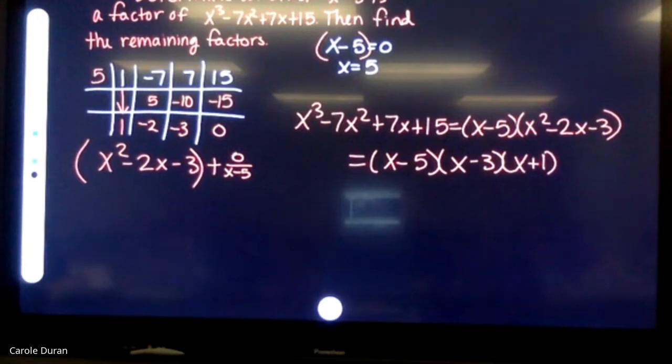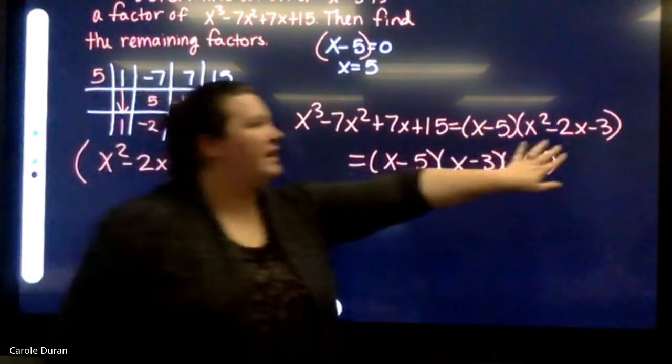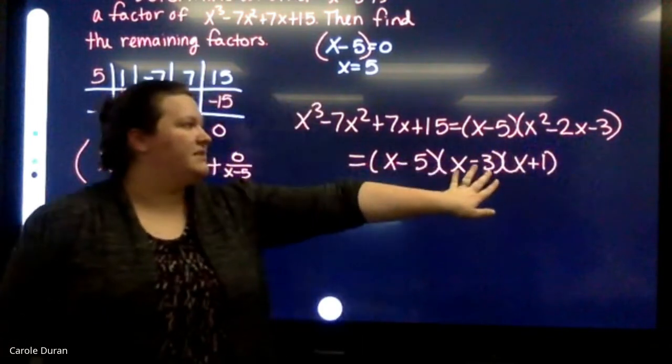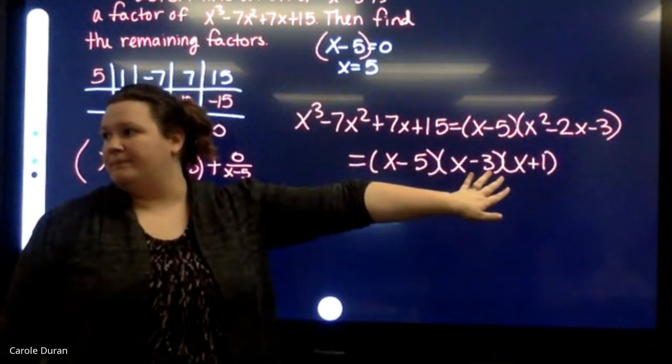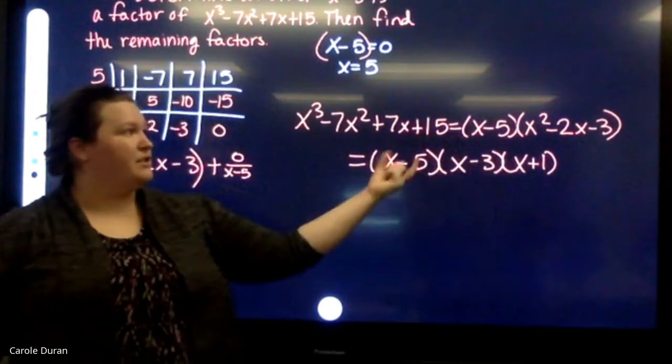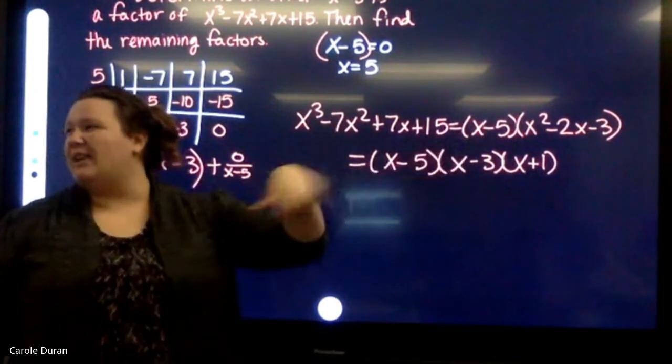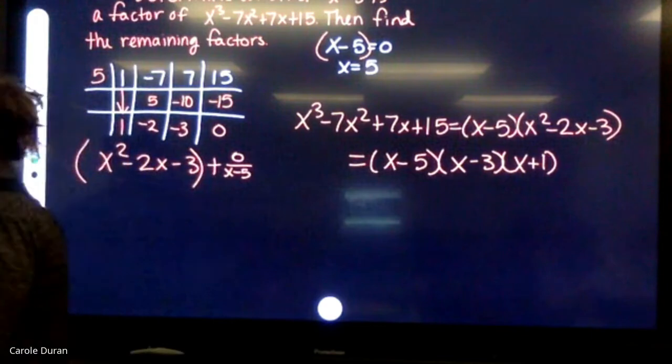If you can finish factoring, you should. You can't always, but majority of time you can. I took this quadratic that was left, and I factored it into x minus 3, x plus 1. Why is there an x minus 5? Because that's what I originally divided out. We have to keep it with it. It was a factor. I proved that by the division process.